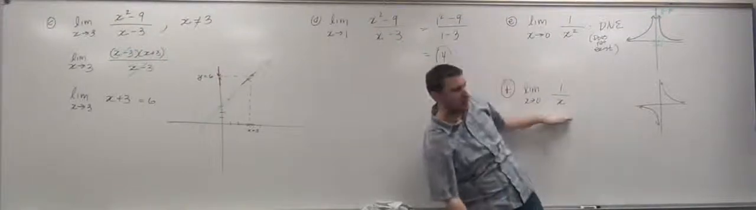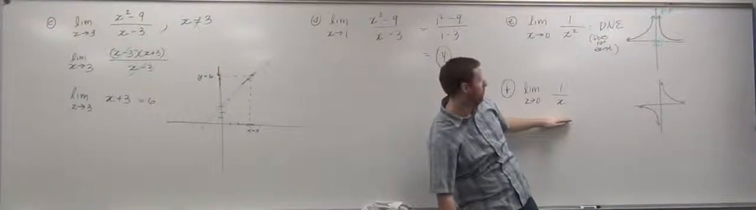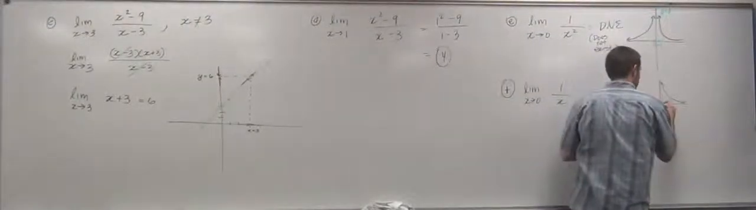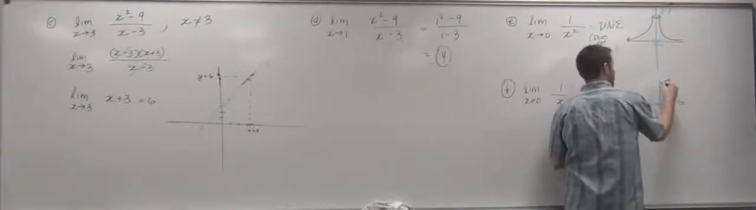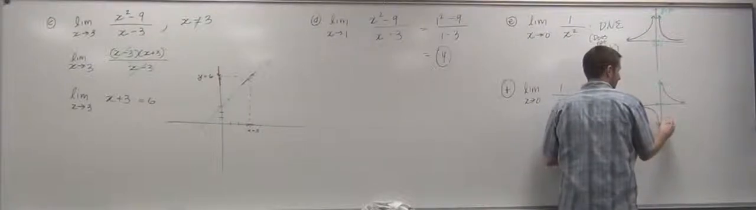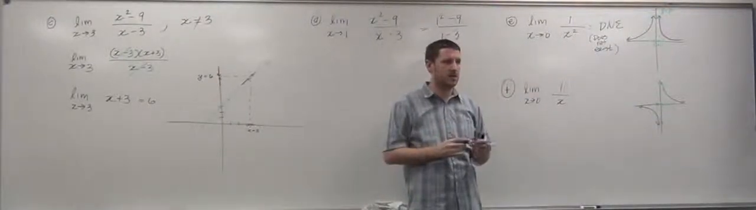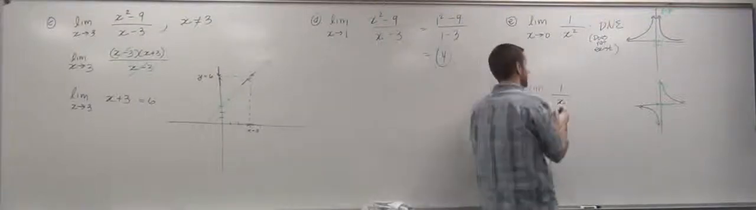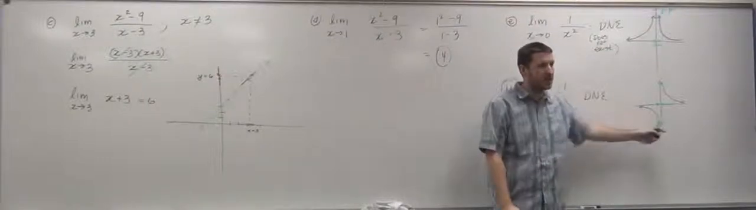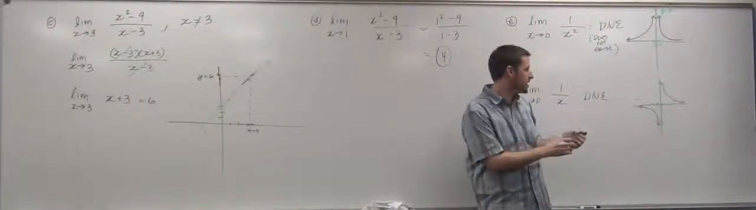What do you think the answer is here? Does not exist again. As x gets closer to 0, on one side your y values are going up. On the other side your y values are going down. But they're not coming to a consensus. So this one does not exist, but for a different reason.